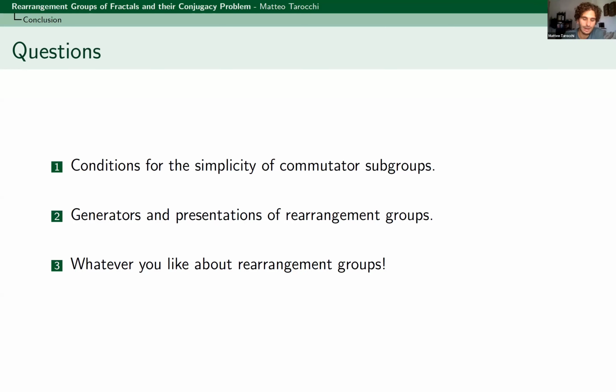And of course, I really hope that any of you find these groups interesting enough to try to have a look at them, study them, and then you can probably study whatever you want about them. And I hope you get to enjoy them as much as I did in the last few years.